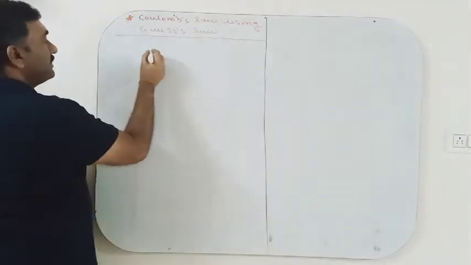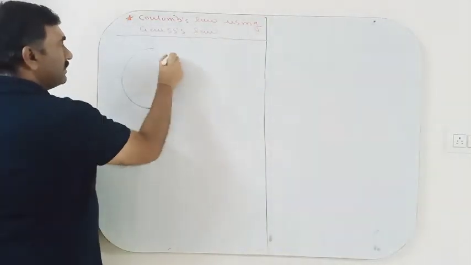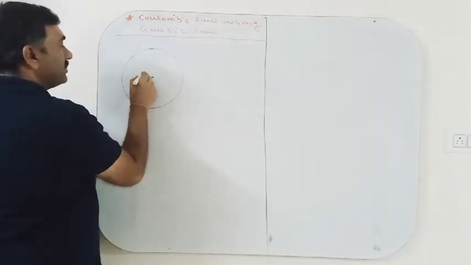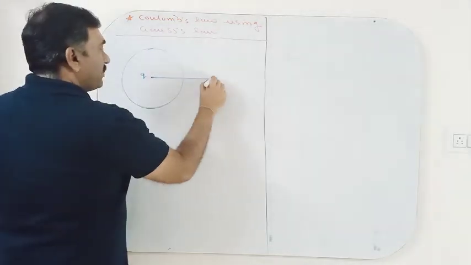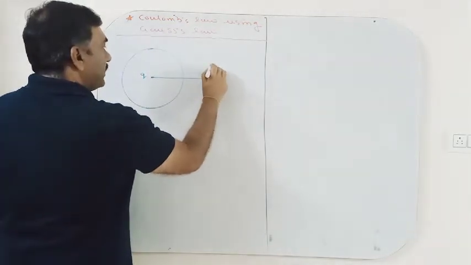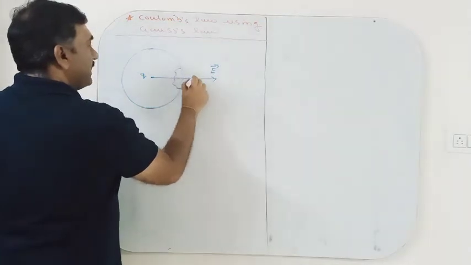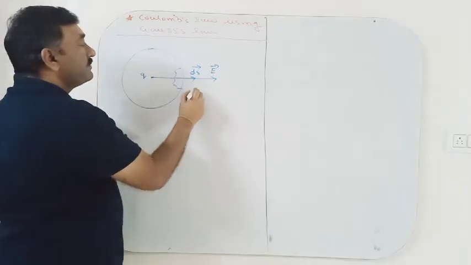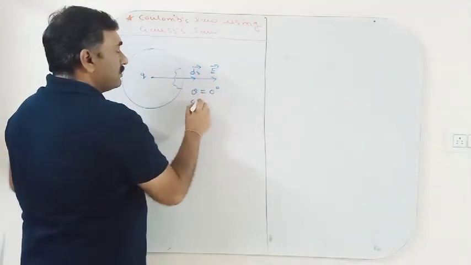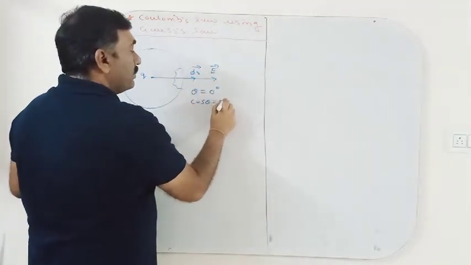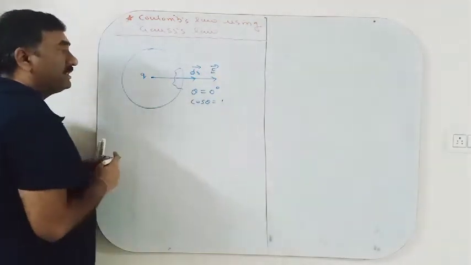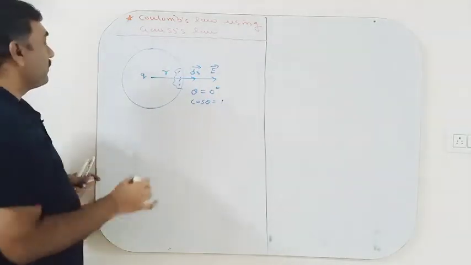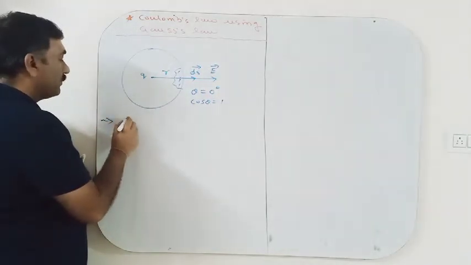So how to get it? Simply we take a closed spherical surface which encloses charge q. The direction of the electric field is radially outward. Here the small surface area ds is in the direction of the electric field, so the angle theta is 0 and cos theta is equal to 1. That we already know. And the radius of the spherical surface is r.